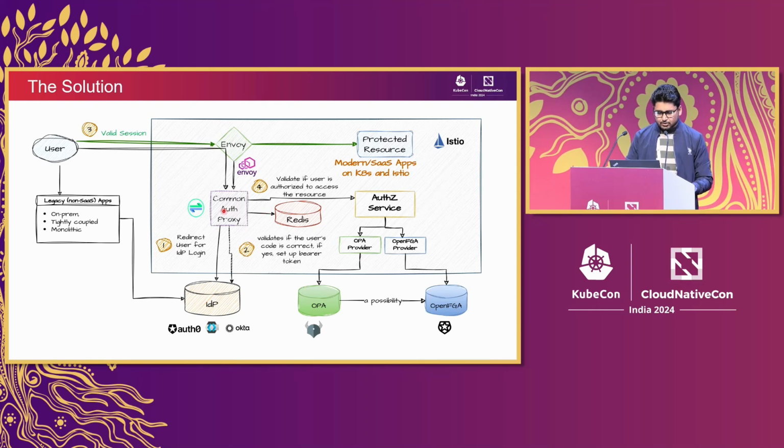Once the user is authorized successfully, the common auth proxy informs Istio that the request has been approved, and it sets a valid session for this request. Finally, Istio transfers the request to the actual target application. So this is the end-to-end process, and this is how we ensure user authentication and authorization with the complete flow.